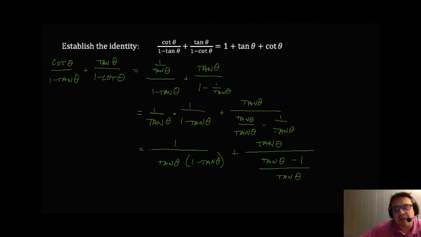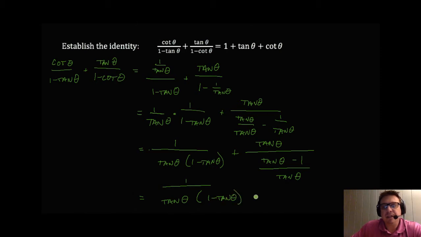Remember I said I was going to be running out of room here pretty soon. Well, we've pretty much gotten there. So now I'm going to rewrite this expression, 1 divided by tangent theta times 1 minus tangent theta, plus, and now we've got to clean this up. So this would be the same as multiplying by the reciprocal. So in my numerator now, when we flip this, I'm going to have tangent squared in the numerator. And in my denominator, I'm going to have tangent theta minus 1.